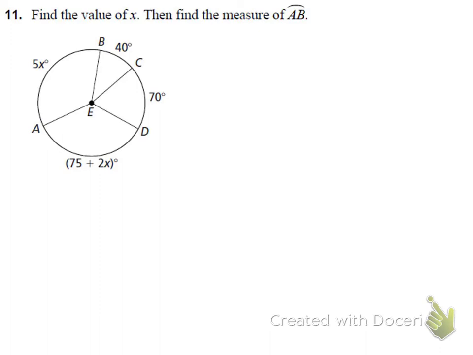The next page, we have two more. This one's new. We're going to find the value of x and then find the measure of AB. So we know AB is 5x, and we know that 40 degrees is BC. We know that CD is 70, and we also know that AD is 75 plus 2x. So is any part of the circle missing? No. So what do we know about all the arcs in the circle combined? They add to 360. So we're going to add them and make them equal to 360.